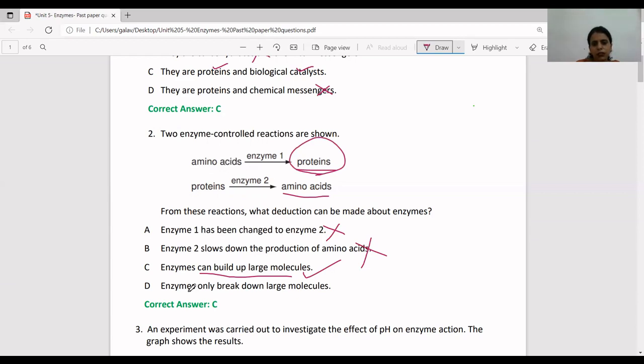Okay, but in option D it is given, enzymes only break down large molecules. So this option is wrong because of this word only. Because enzymes can break down large molecules as well as build up large molecules. It can not only break down large molecules, but it can also build up large molecules. So the correct answer is option C.